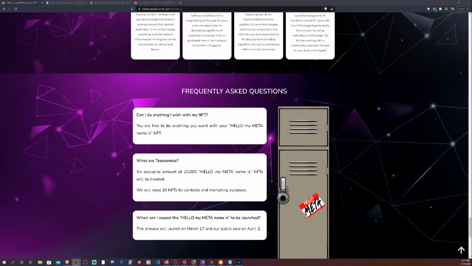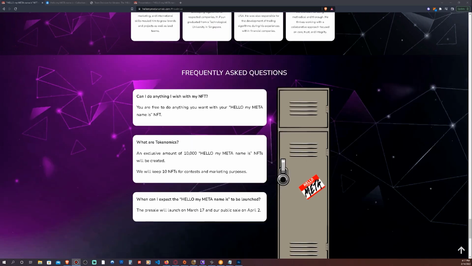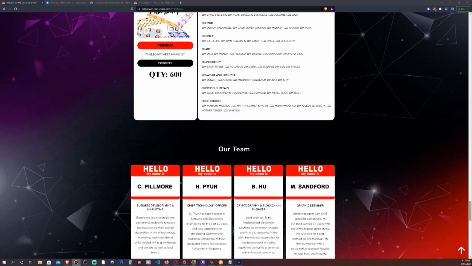Let's go over the frequently asked questions. Can you do anything with your NFT? You are free to do anything you want with your Hello My Meta Name Is. And what are the tokenomics? There's going to be 10,000 of these NFTs. You will keep 10. The team will keep 10 NFTs for contests and marketing purposes. All right. So that's basically how that works.